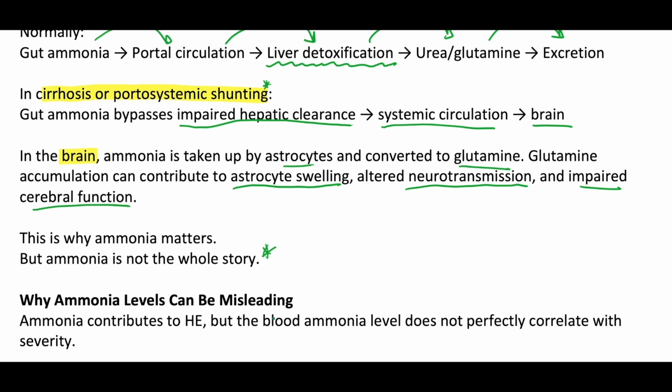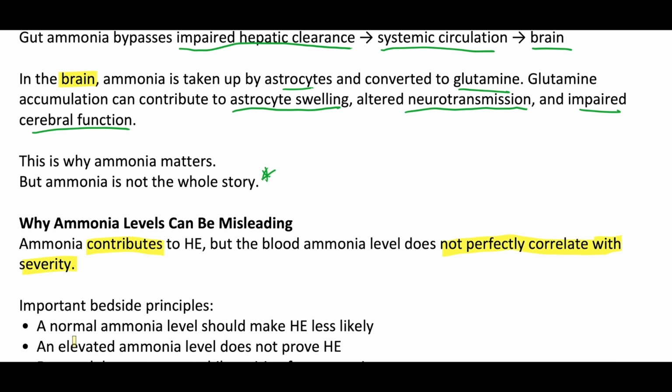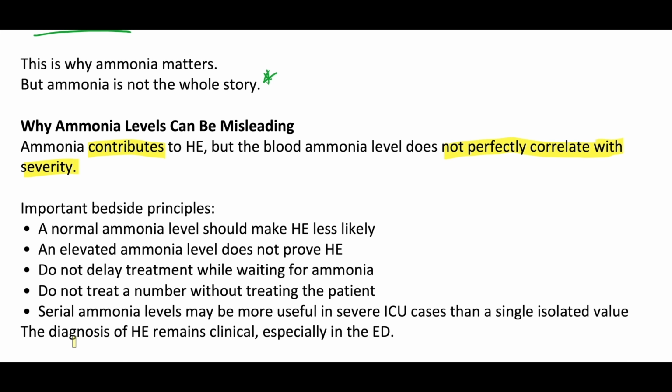Ammonia contributes to hepatic encephalopathy, right? Key there, contributes to hepatic encephalopathy, but ammonia does not perfectly correlate with severity. And this is why you always hear people say that this is a clinical diagnosis. You should send an ammonia level, but the ammonia level does not perfectly correlate with severity. All right, the clinical picture, the degree of confusion is what's going to drive your severity. And that's probably because ammonia is not the only compound or molecule that causes some degree of hepatic encephalopathy or confusion in cirrhosis, but it's the one that we test for most commonly. So important bedside principles here for this ammonia pathophysiologic pathway.